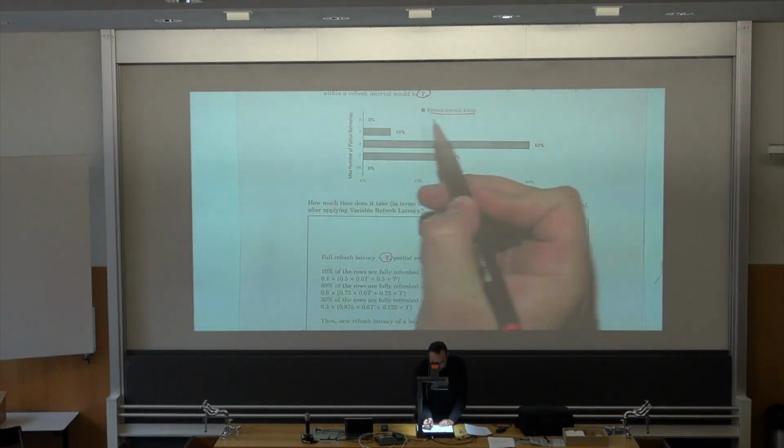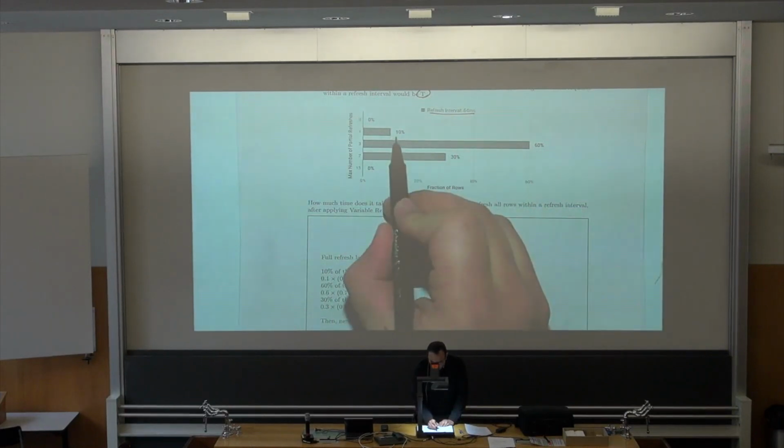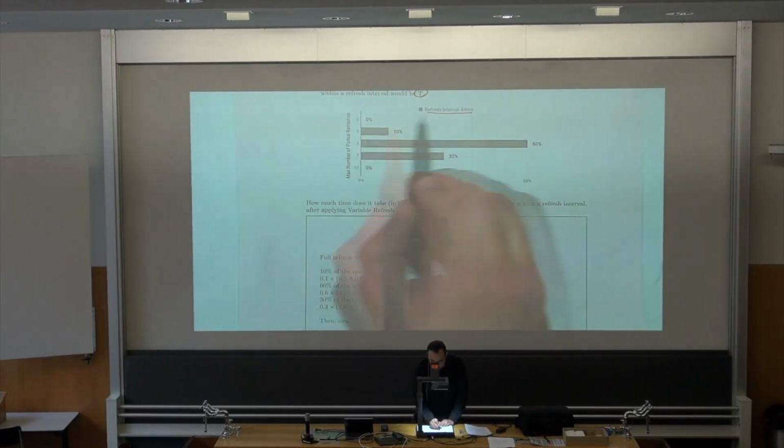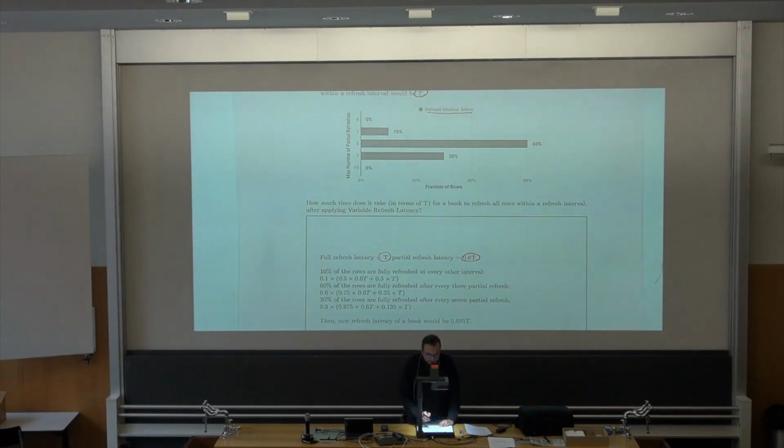Here, as you can see, 10%, 60%, 30%, this is the whole distribution of these rows. For the 10% of the rows, I need to fully refresh those every other interval, so it interleaves between partial and full refreshes. And for 60% of them, I need to fully refresh them after every 3 partial refreshes, right? So what I do here is, this 0.1 comes from 10%, and then half of them should be partial, half of them should be full, right?